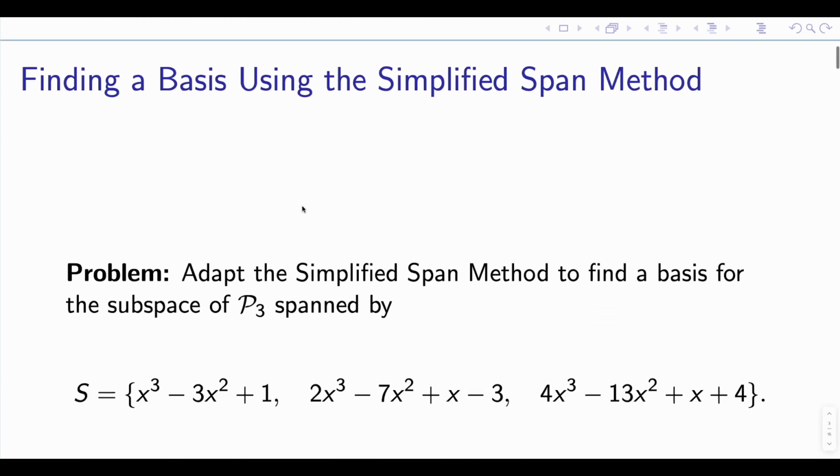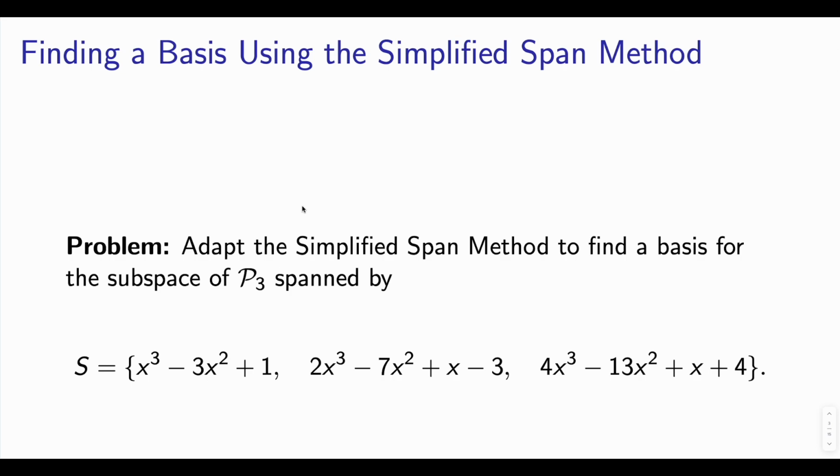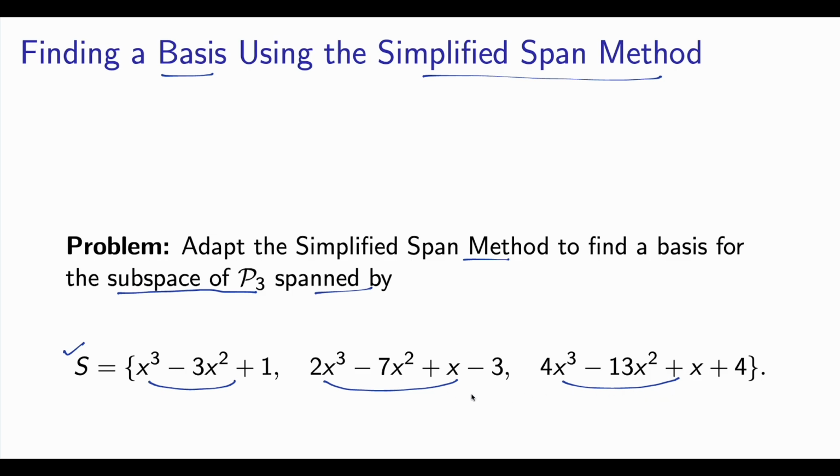So let us do it one by one. Finding a basis using the simplified span method. Let us do this problem: adopt the simplified span method to find the basis for the subspace of P3 spanned by S, where the vectors are polynomials. We have three polynomials.